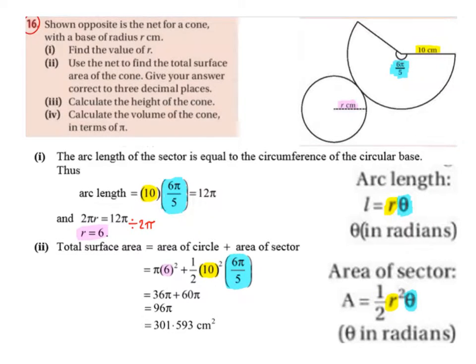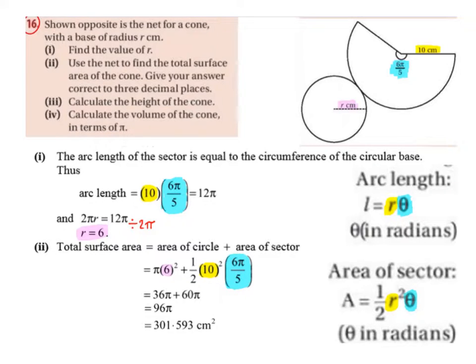So if we were to put these two shapes together and fold them into a cone, the length of the circumference of the sector would line up perfectly with the circumference of this circle. So we need to find what the arc length is of the large sector.